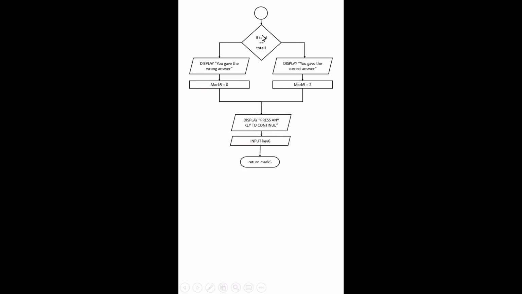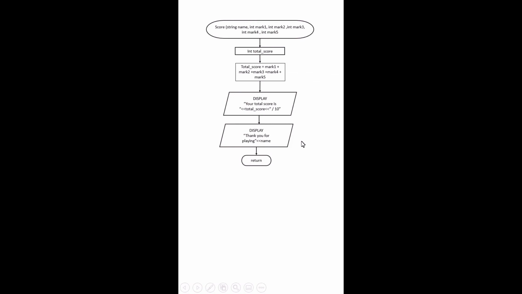Now if the total is equal to total 1, you give the correct answer. That means the sum of matrix 1 and 2 by the user and by the computer is the same. So the mark is 2 and it's a correct answer. And if it's wrong, mark equals 0. So press any key to continue, input key 6 here. So return mark. Now this is the final function.